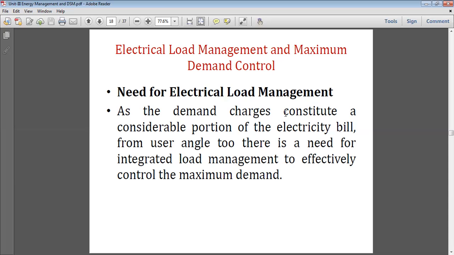As the demand charges constitute a considerable portion of the electricity bill, from the user's angle there is a need for integrated load management to effectively control the maximum demand. So this is the maximum demand. In the next session we will see the demand control in detail.